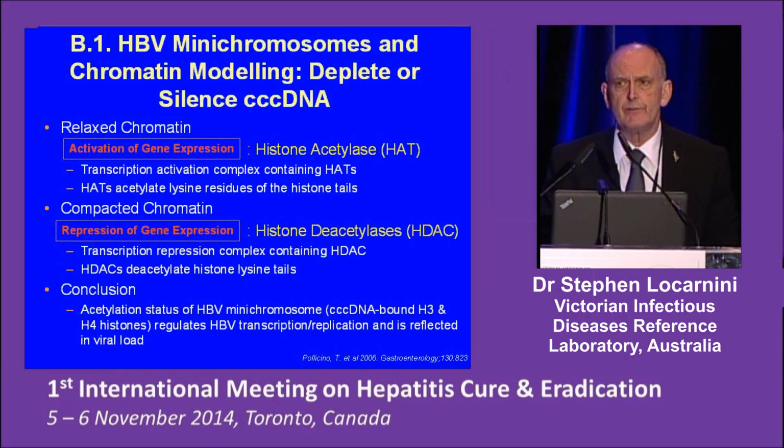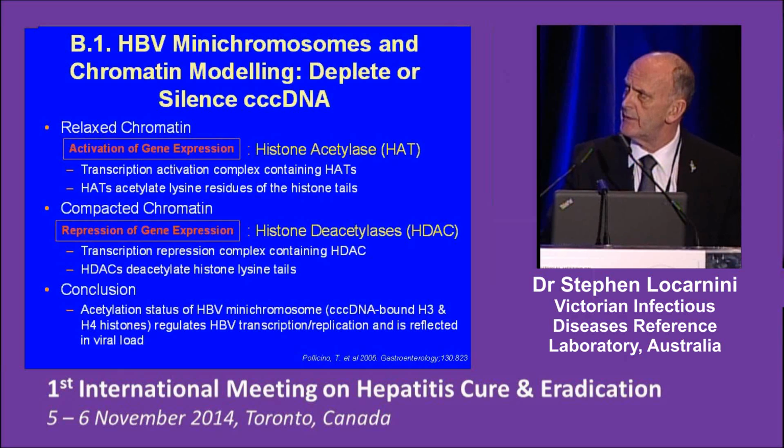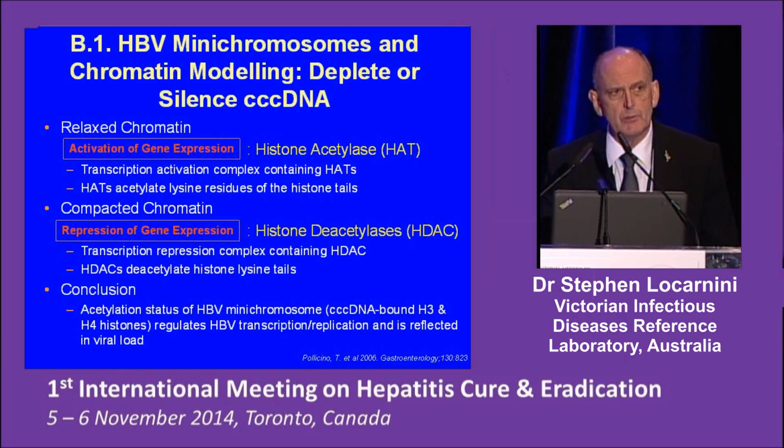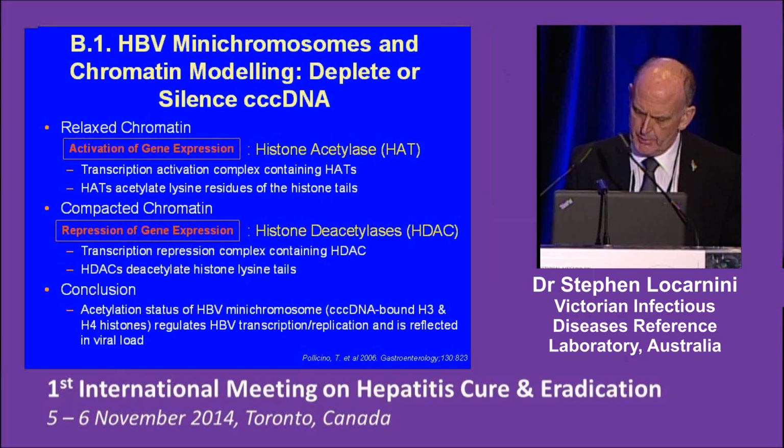As we saw in HIV from what Daria told us, similar thoughts have gone into silencing or affecting the viral mini chromosome. Because it's a mini chromosome, chromatin modifying enzymes like histone acetylases, which are notoriously transcriptionally active, if you inhibit those, it's going to silence the mini chromosome. Whereas if you take histone deacetylases, which are actually involved in downregulating or silencing the mini chromosome, then you're going to activate HBV replication.